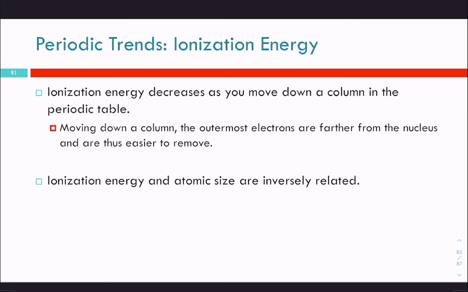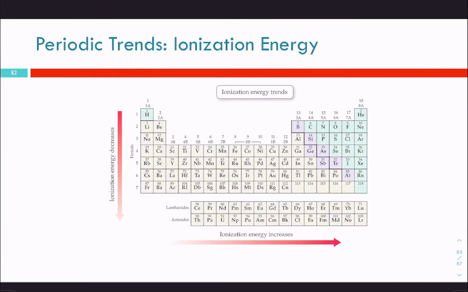So ionization energy and atomic size are opposites. As your atom gets smaller, it's harder to remove the electron. As your atom gets larger, it's easier. So again, looking at this here, moving down, we're getting bigger. So the ionization energy decreases, it takes less energy. As we move right, ionization energy increases.